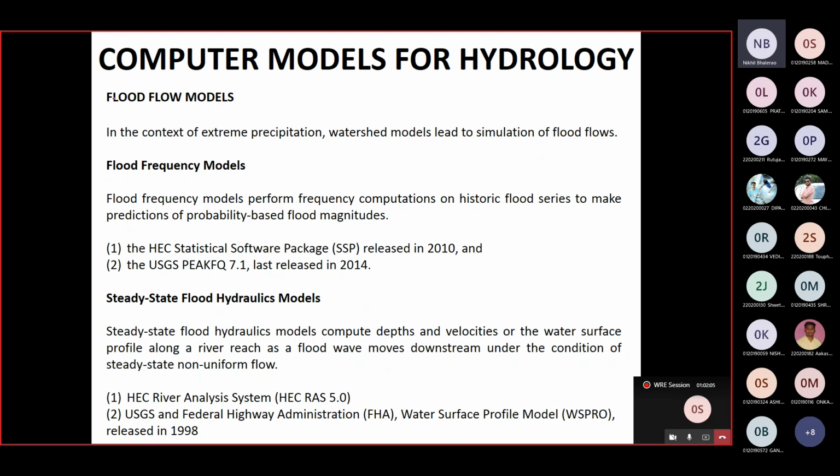The first one you can see here is the flood frequency model. Flood frequency models perform frequency computation on historic floods. Like I told you, in statistical analysis you require historical data, and based on that you can have a probabilistic estimation for the future. That is the same part where we can have the prediction of probability based flood magnitudes in the future, which comes under the category of flood frequency models.